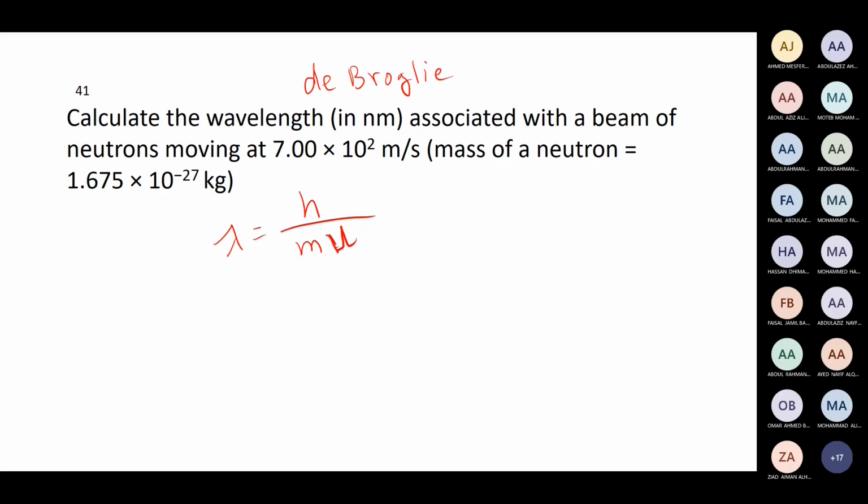Okay, what's m? 1.675. That's m, and it's already in kilogram, which is good. It must be kilogram. What's the speed u? 7 times 10 to the power 2 meter per second. And what's h? 6.6. You don't have to memorize it. It's available in the book and the periodic table. But what do you call it? Planck's constant, which is joule second per particle. Okay, what's lambda?